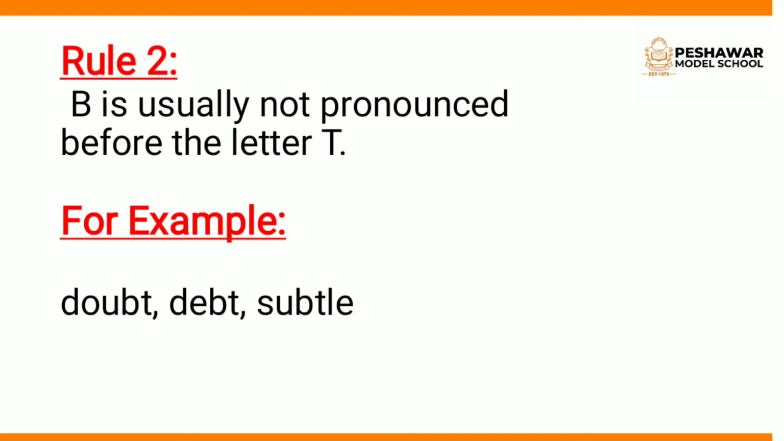Rule number 2: B is usually not pronounced before the letter T. In the same way as M, the same is true of T. When there is T after B, we will not pronounce B. We will make it silent. B will not give us any sound. For example, D-O-U-B-T, doubt. There is D-O-U-B and then T. B is followed by T, so we will make it silent.